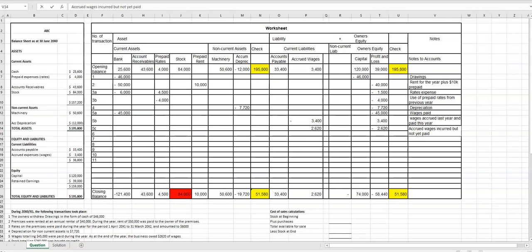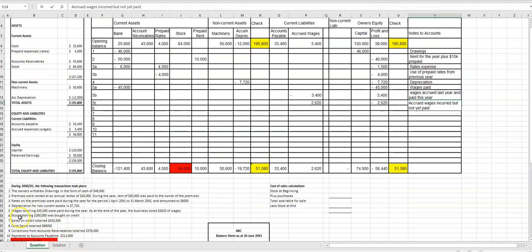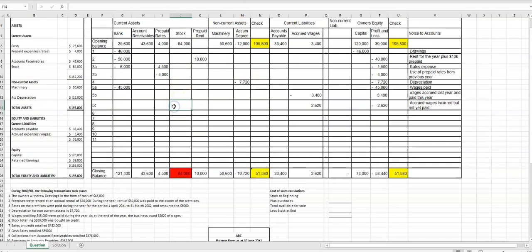Okay. Now, item 6 on our list, and I'm going to scroll up just a little bit so that we can see what we have here. So for transaction 6, stock totaling 260,000 was bought on credit. The first thing we need to do here is to increase our stock. So here's our stock column, transaction 6. We're going to increase it by 260,000.